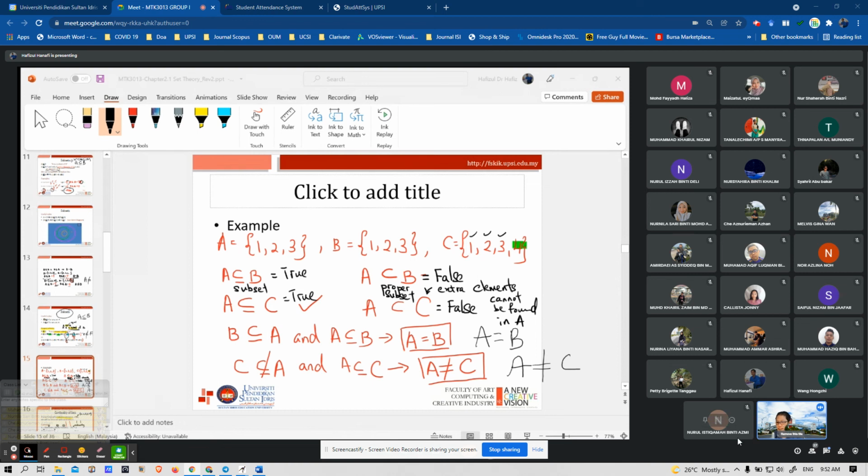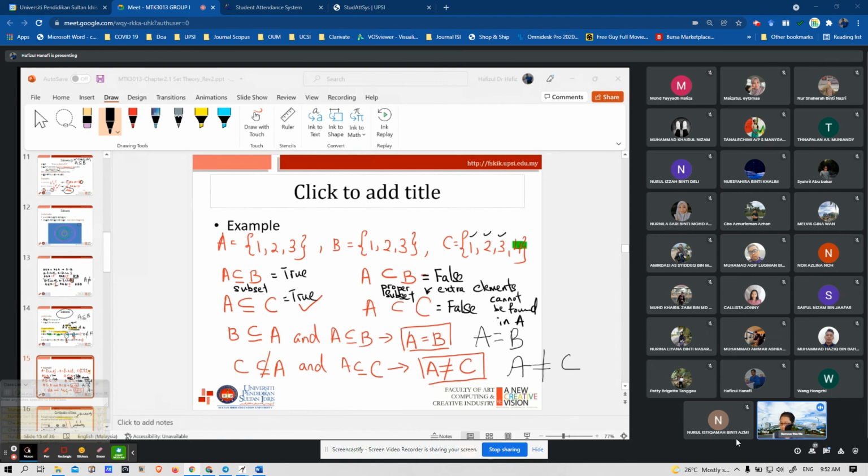Okay, basically the proper subset is a subset of A that is not equal to A. In other words, if B is a proper subset of A, then all elements of B are in A, but A contains at least one element that is not in B. For example, we have A {1, 3, 5}.